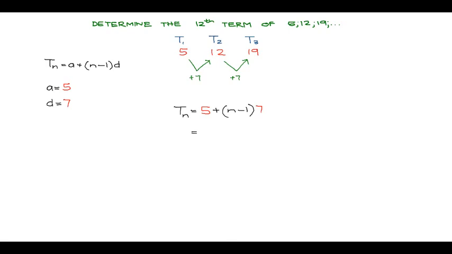Nothing is next to the 5, so it's not going to change. We have 5, it stays as is. We're then going to use the distributive law and say 7 multiplied by n is 7n, and it's a positive, so positive 7n. And our next one is 7 multiplied by negative 1, which is going to give us negative 7. Awesome! Now we're just going to clean it up by collecting like terms. Putting our variable down first, which is 7n, and we have 5 minus 7, which is going to give us minus 2. Technically, this should be our general nth term for the sequence.